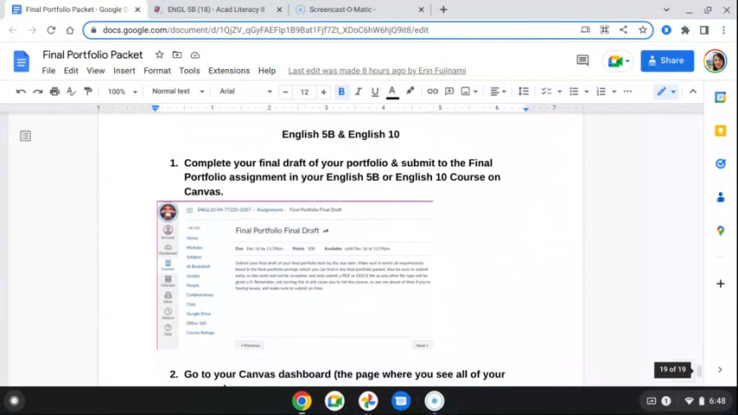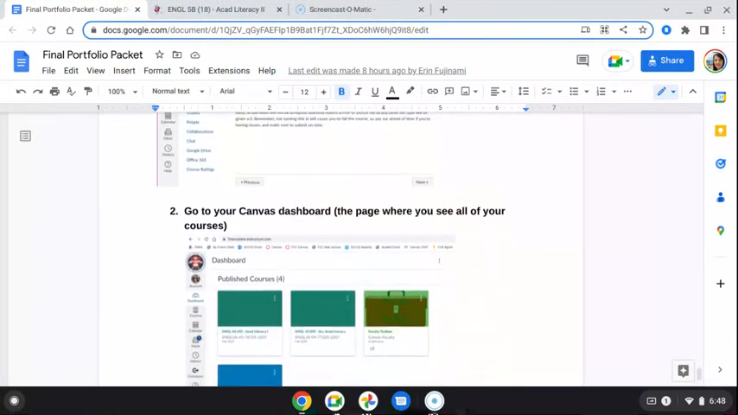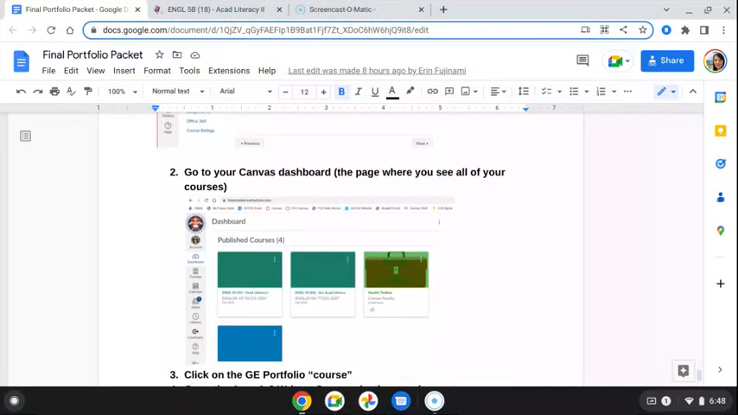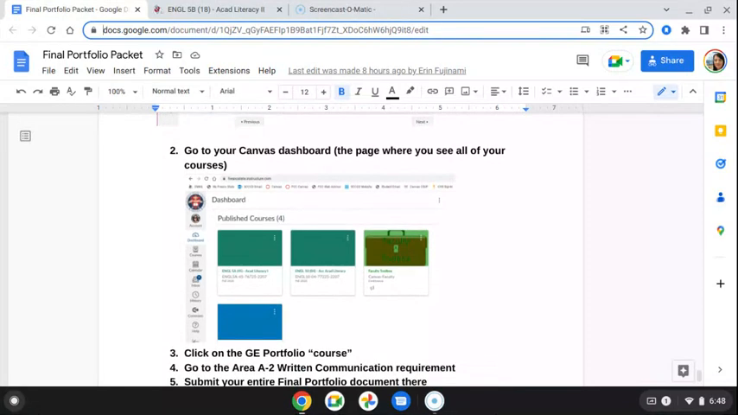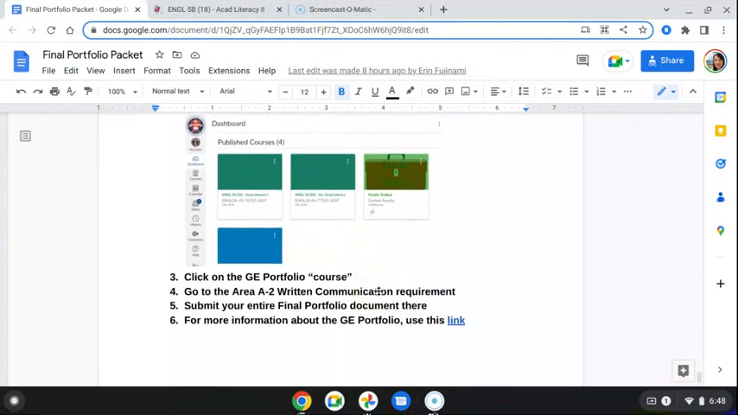If you are in 5B or English 10, then you have one additional step that you need to do. So you'll need to complete the final draft of your portfolio, turn it in on Canvas, and then you're also going to submit it to your e-portfolio for the university. And so you've got some directions here that show you how to do that. But basically, you just need to go to your Canvas dashboard. So this is where you can see all of your classes. You're going to click on the GE Portfolio course, and then you'll go to area A2, which is written communication, and that's where you're going to submit your whole final portfolio.